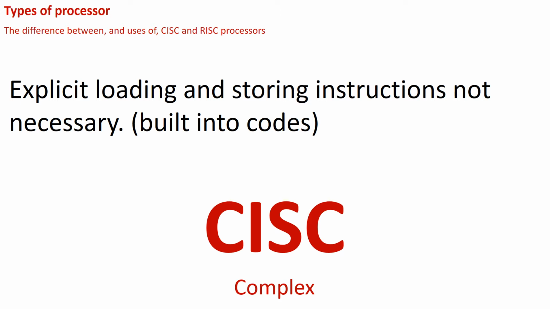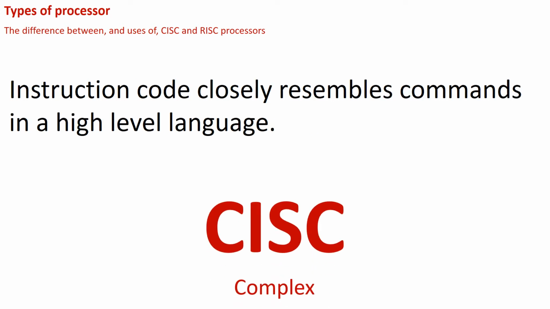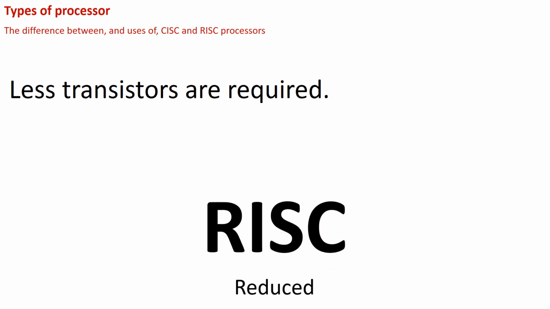This would be CISC. Instruction code closely resembles commands in a high-level language. This would also be CISC. Less transistors are required. Try and write down what you think it would be. The answer is RISC. Remember, the instructions are simpler, so the logic will be simpler, so we need less transistors.